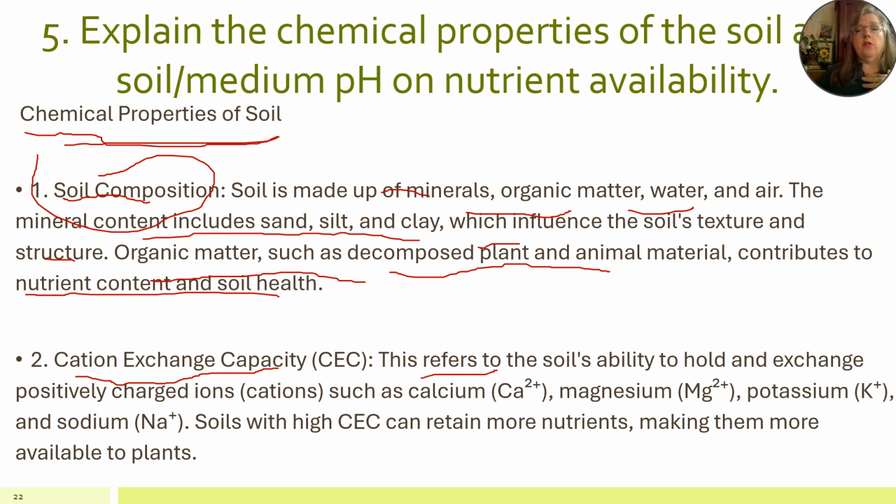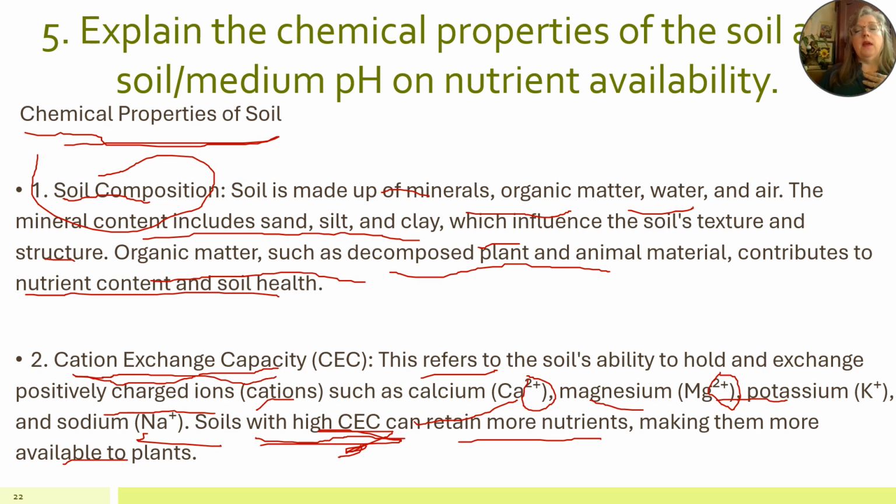So this refers to the soil's ability to hold and exchange positively charged ions, which are called cations, like calcium, magnesium, and potassium. Do you see how they all have this little plus on the corners? Okay, positively charged ions. Sodium is also one. Soils with high cation exchange capacity can retain more nutrients, making them more available to plants. So the higher this CEC is, which again is cation exchange capacity, the more nutrients the plants can have.